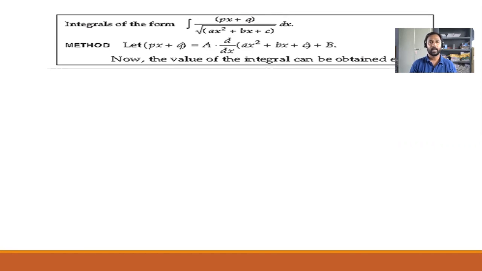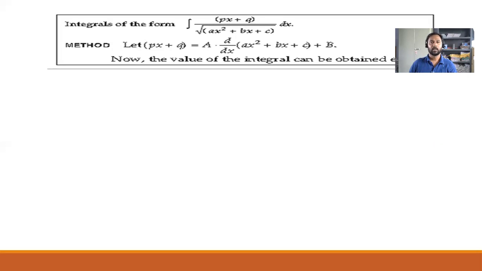Integrals of the form integral px plus q dx divided by root of ax square plus bx plus c, or simply ax square plus bx plus c. That means in the numerator a linear expression will be given, and in the denominator, with or without square root, a quadratic expression will be given.